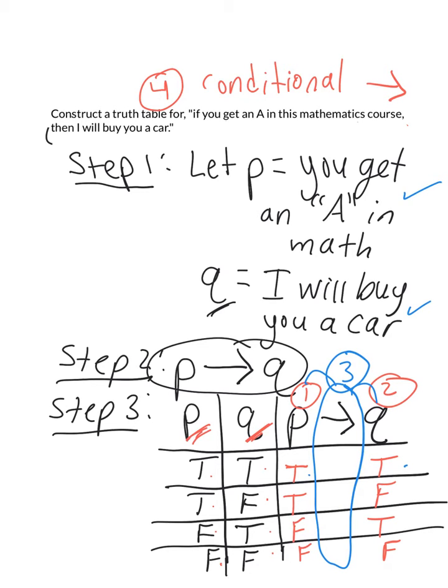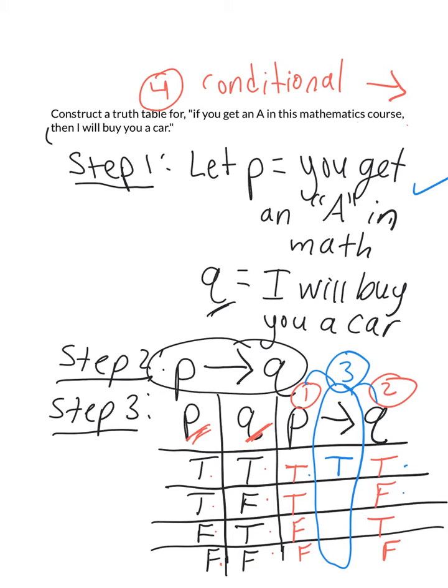So if I promised you, if you get an A in this math course, then I'm buying you a car, you got the A in math, I followed through, I bought you the car, we produce another true statement. I've told the truth. So two T's, yet again, make a true. Row 2. Row 2, P is true, so you do get the A in math, check.